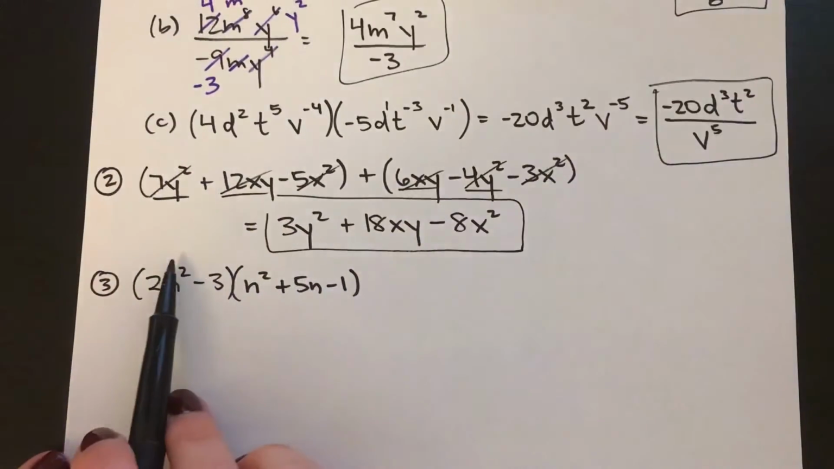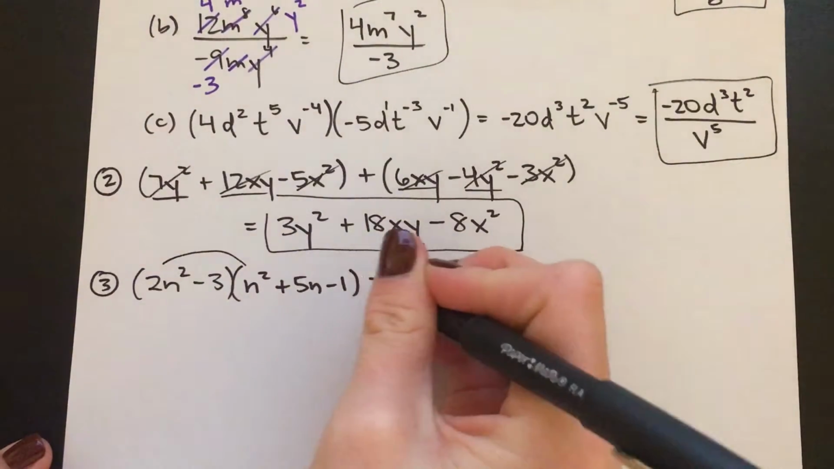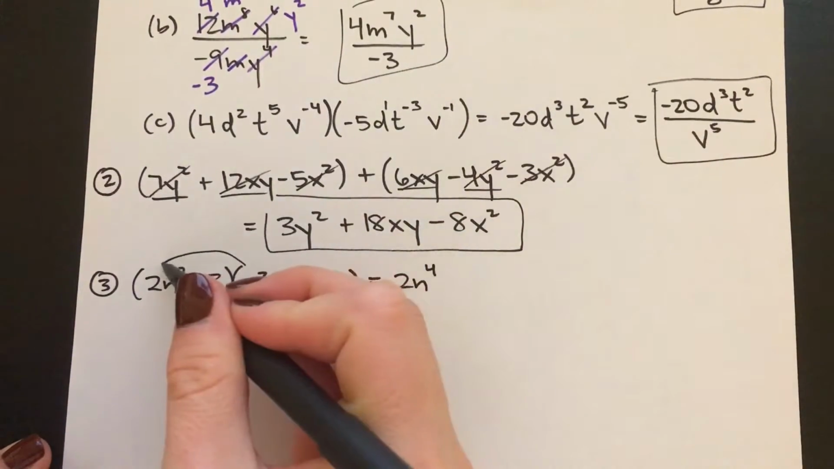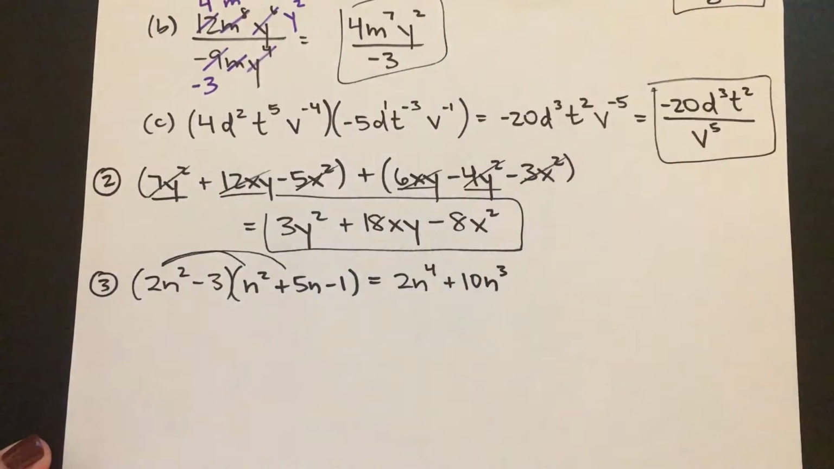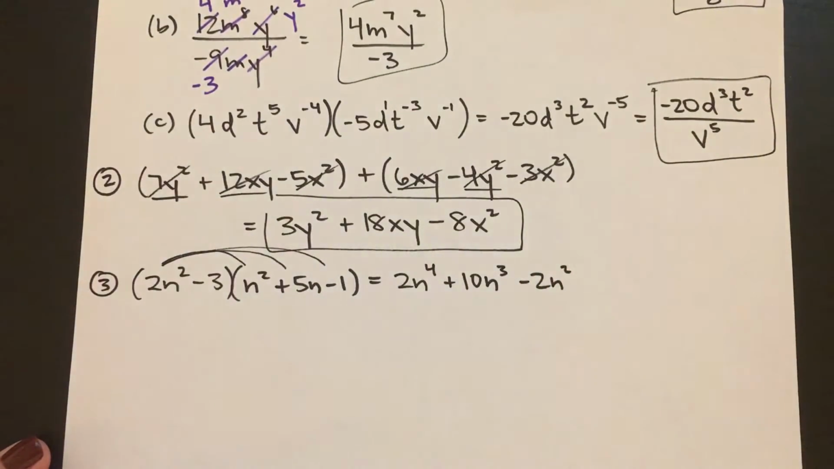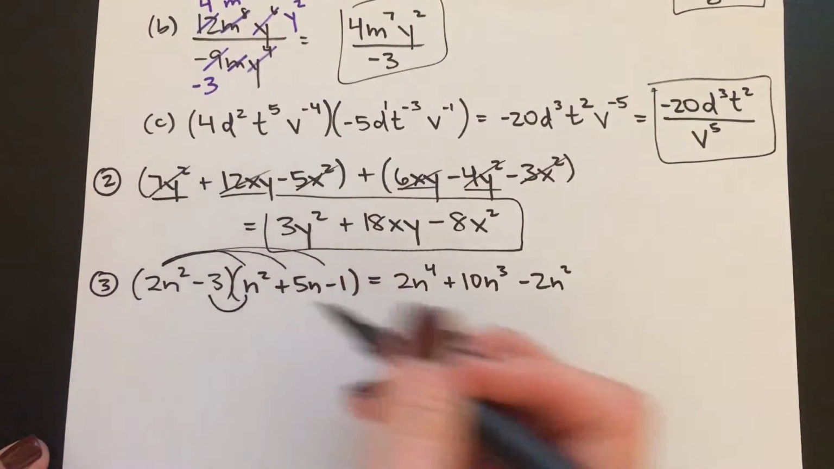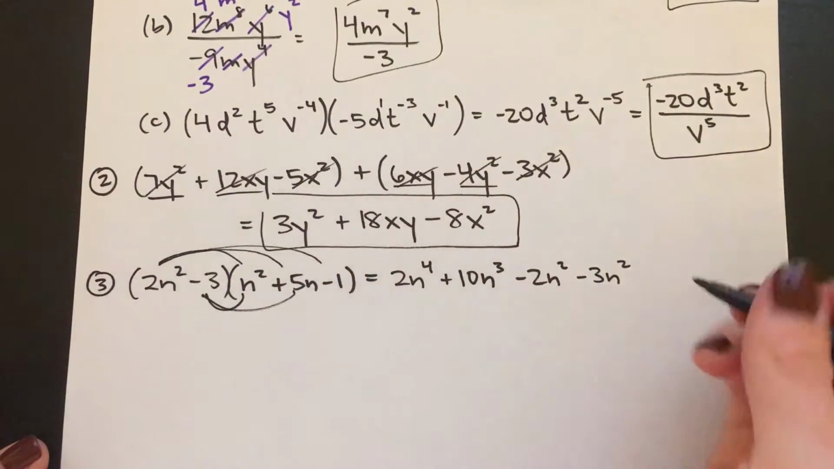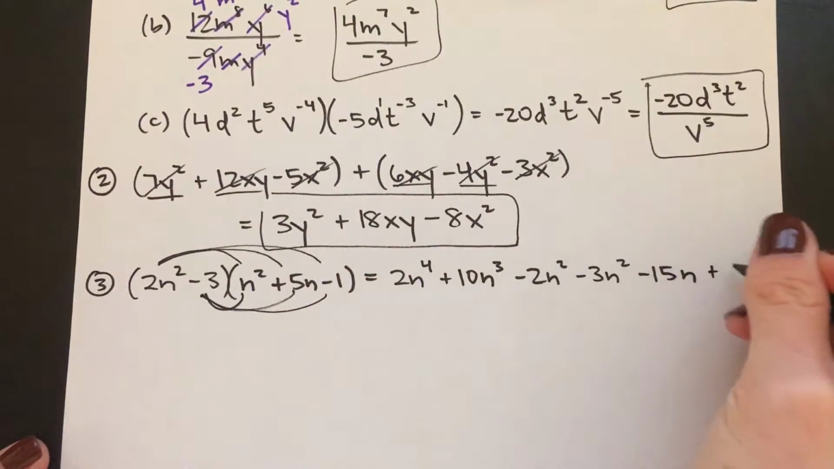So we start with this term right here, and you're going to multiply it to every single one of these terms. So first, 2n squared times n squared, and that would be 2n to the 4th. And then 2n squared times 5n, and that would be 10n to the 3rd. 2n squared times -1, that would be -2n squared. And then move to the next term, then move to this -3 and just repeat the process. So -3 times n squared would be -3n squared. -3 times 5n would be -15n. And -3 times -1 would be +3.